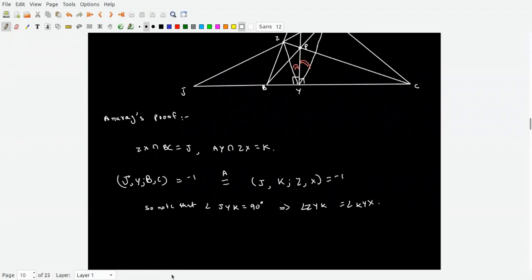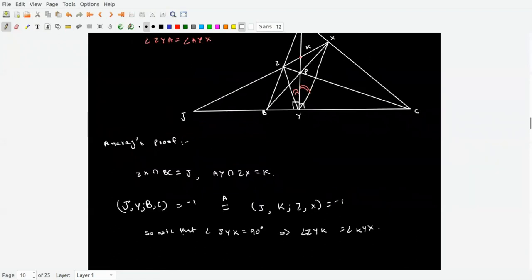Wait, how was the cross ratio (J, Y; B, C) equal to minus 1? I forgot again. Should I prove this? I think the proof was actually Ceva-Menelaus. Yes, it is Ceva-Menelaus. You can also do it by projecting at A, then projecting at P. The nicer proof, obviously. There's a nicer proof, but it's basically Ceva-Menelaus.